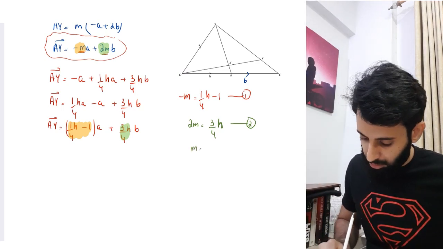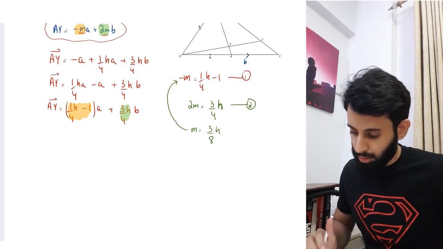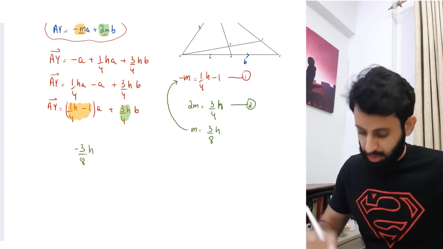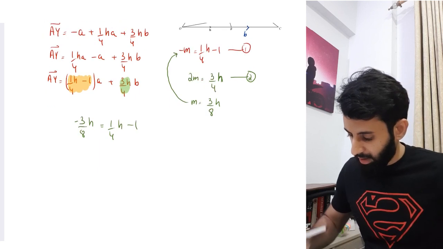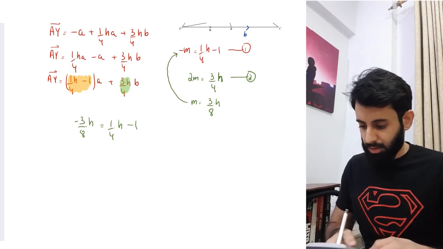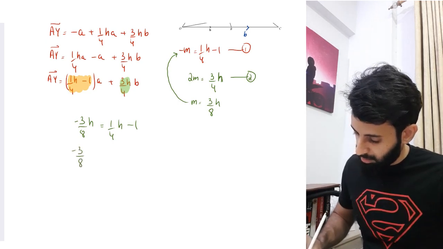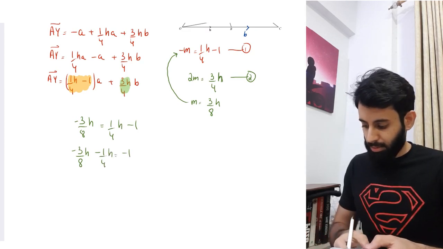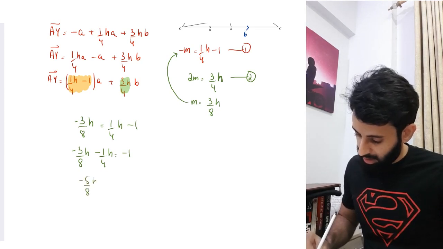So I'm going to use equation number 2 and make h the subject. So I'm looking at m is equal to 3 upon 8 h, and I'm going to plug this back into equation number 1. So I'm looking at minus 3 upon 8 h. The reason it's minus is because it's minus m is equal to 1/4 of h minus 1. Now be very careful of the signs. In fact, this is the point where I think let's just use a calculator. So we're looking at minus 3 divided by 8. So here's what I'm doing. Minus 3 upon 8 h minus 1 upon 4 h is equal to minus 1. So from it, let's subtract 1 upon 4. So I'm looking at minus 5 upon 8 h, which is equal to minus 1.